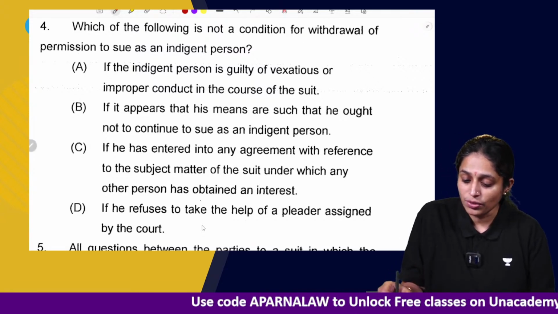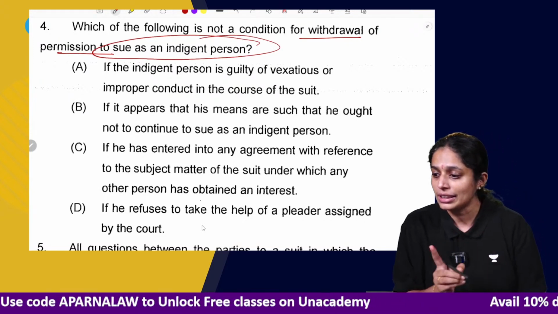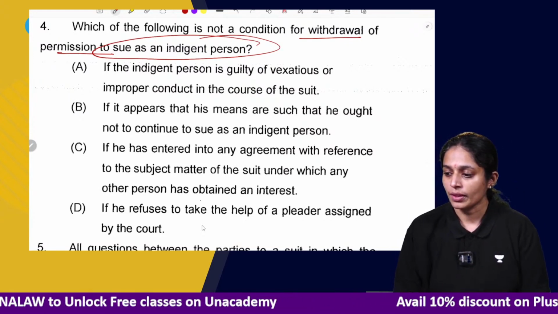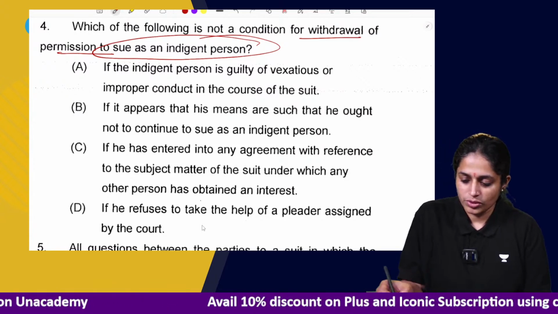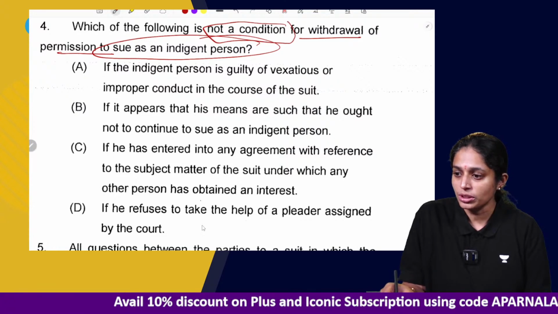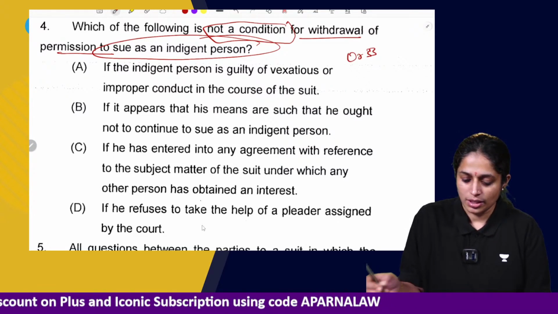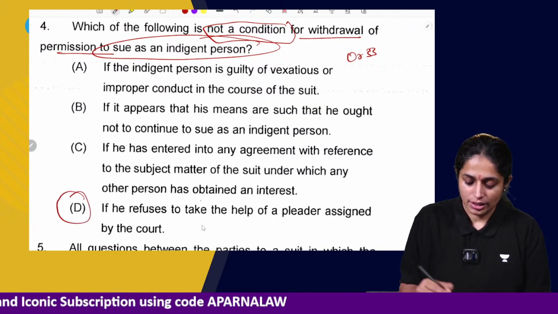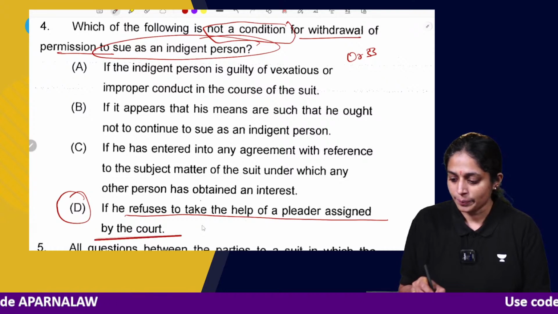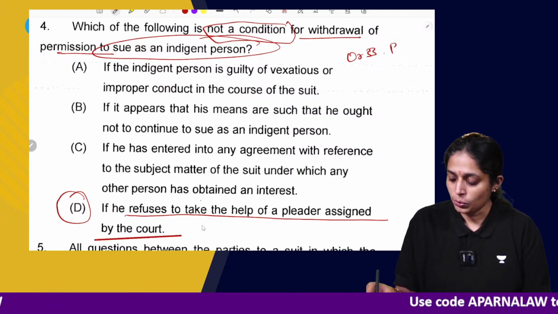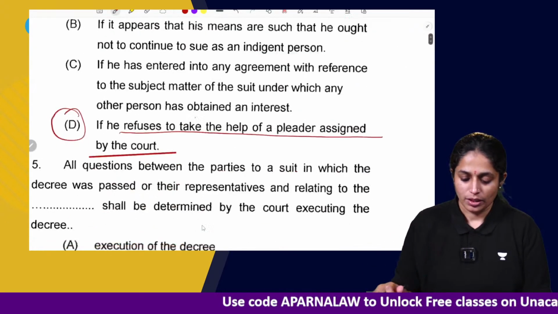So what's the answer here? It is not a condition for withdrawal of permission. This is a provision under Order 33. It is not a condition. Again a negative question. Order 33. Yes, it is D. If he refuses to take the help of a pleader assigned by the court. Under Order 33, Rule 9, which speaks regarding the withdrawal of the permission. Fifth question.